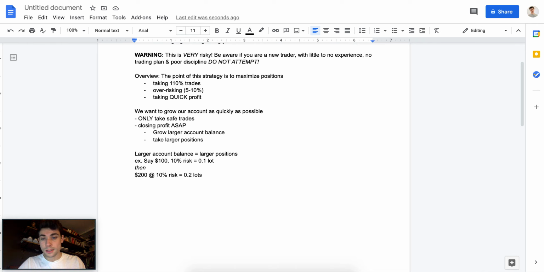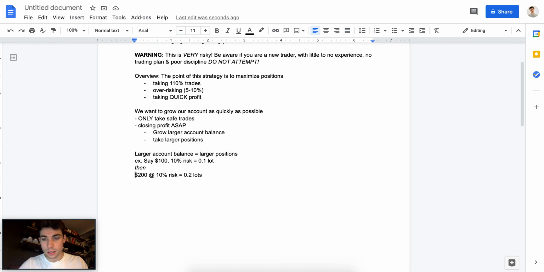If we made some money and we close the positions, all of a sudden we're up to $200. Well, guess what? If we can take a 0.1 position, risking 10% on $100, then technically we should be able to take a 0.2 on $200 and still be risking the same amount. We're still risking 10%. Like I said, we're over leveraging, but we're able to get a larger position.